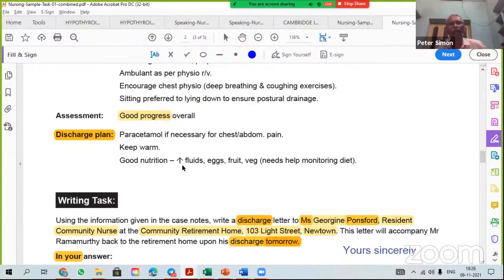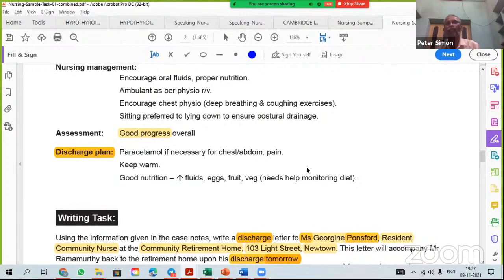And appropriate management. Paracetamol if necessary for chest abdomen management. Pain management. Body management. Food management. Nutrition management or diet management, whatever you want to say. So here you have got it. Monitoring, regular monitoring and appropriate management. So you can write that from there.